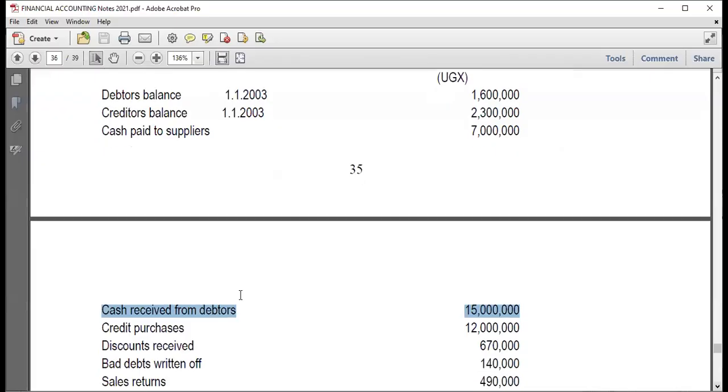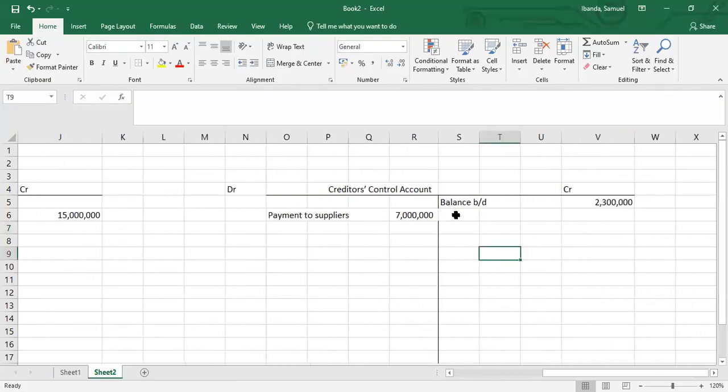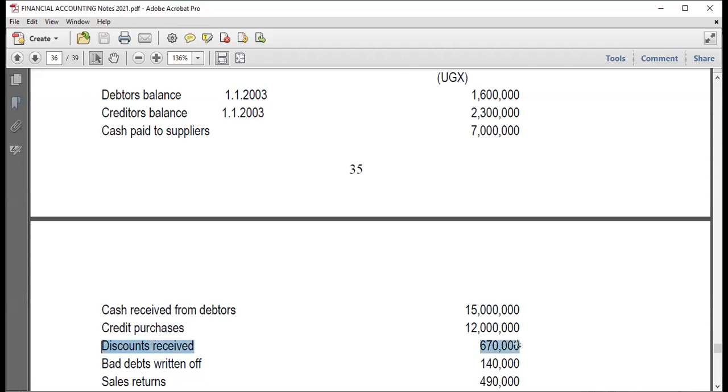I'll move on. On my credit purchases, credit purchases should go to my creditors control account. And what should I do with them? I should credit them. Why should I credit them? Is because they increase my creditors, okay? They increase my creditors, basically, as simple as that. Then I'll come to my discount received.